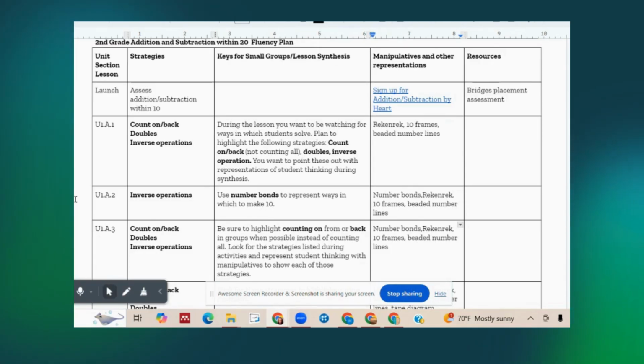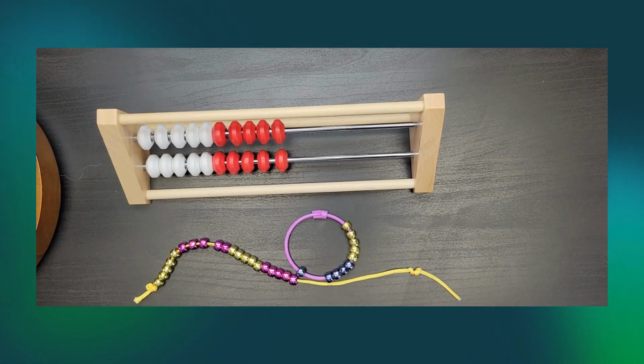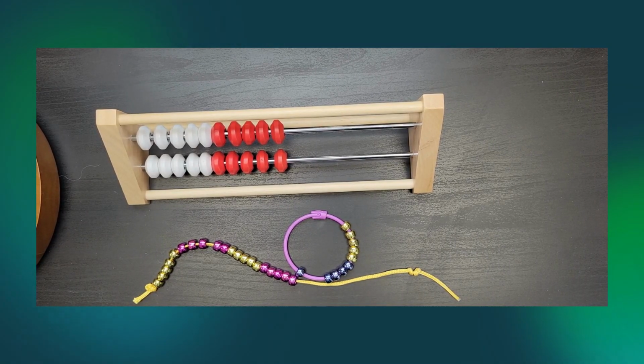Try to pick ones that go along with the lesson as they're introduced throughout the course of the unit. But you can see the strategies highlighted in the second column in bold to show which ones we're working on and then which manipulatives we'll be focusing on to help us with that work. So I'm going to share some examples from the lesson as we go through this unit. Hope you enjoy.